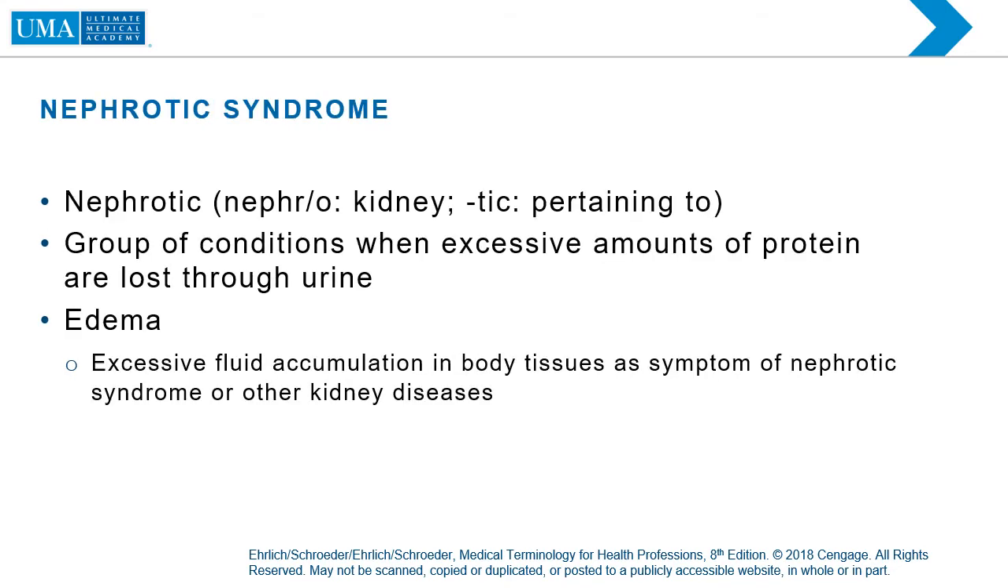Nephrotic syndrome. This is also known as nephrosis. And this would be a group of conditions in which we have excessive amounts of protein that are lost through the urine. Let's break nephrosis down. We have nephro, meaning kidney, and then tic, T-I-C, pertaining to.